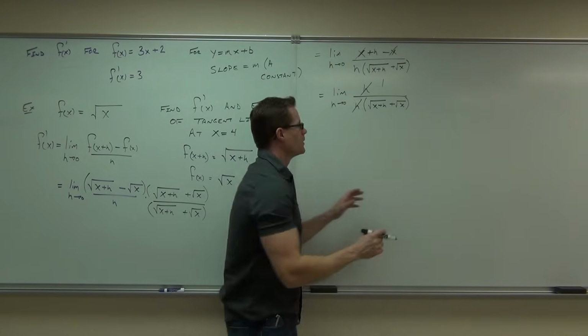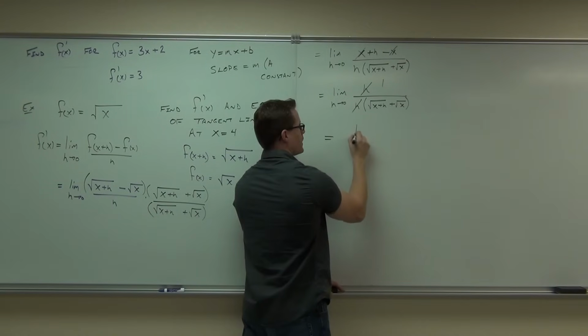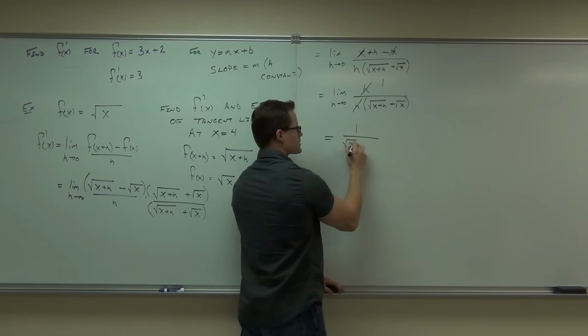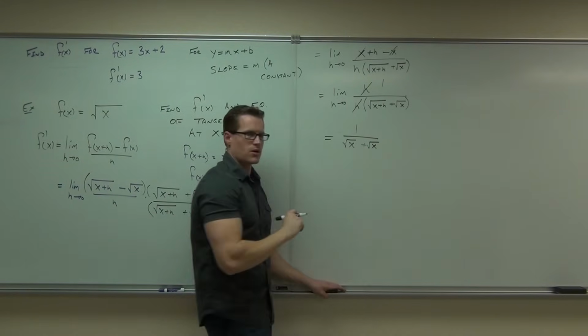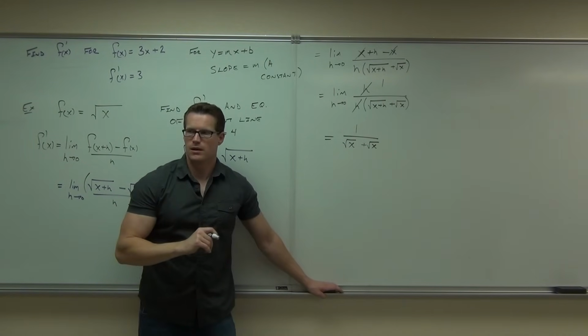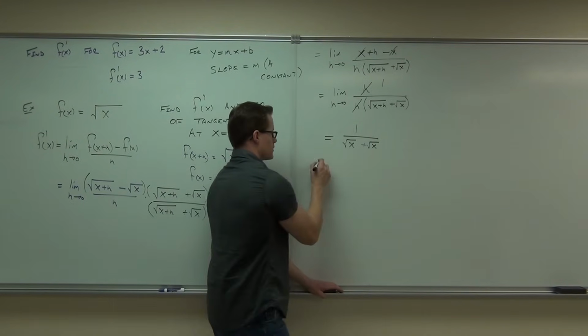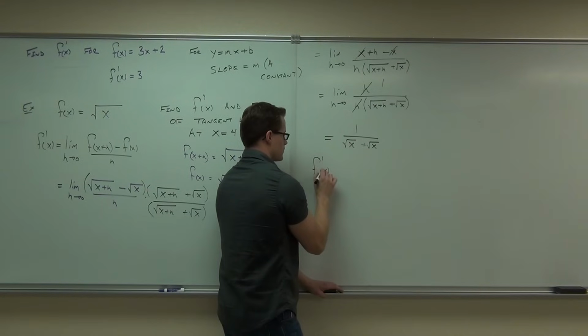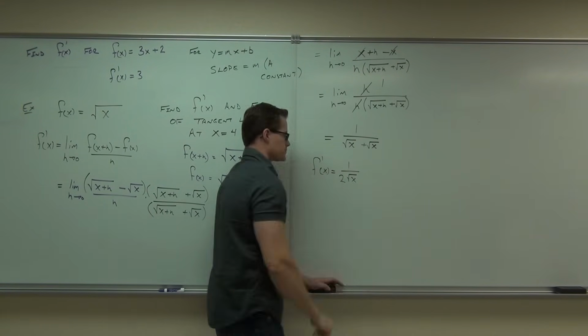So here I have, after I plug in the h, I stop writing the limit. I have 1 over the square root of x plus 0, that's square root of x, plus the square root of x. Can you make it that far? You all right with that? Can I put those together? You get 2 root x. 1 over 2 root x.